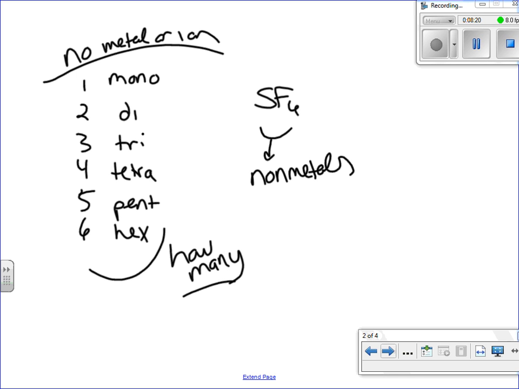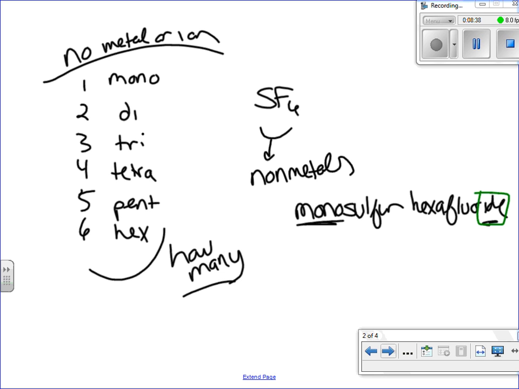So this stuff becomes monosulfur. That means I have only 1 sulfur. Hexafluoride. So there's still an "ide." Don't forget that when you're bonding things, that's how I know it's not fluorine. It's not just the element, but it's fluoride. Okay? This would mean 1 sulfur, 6 fluorines.